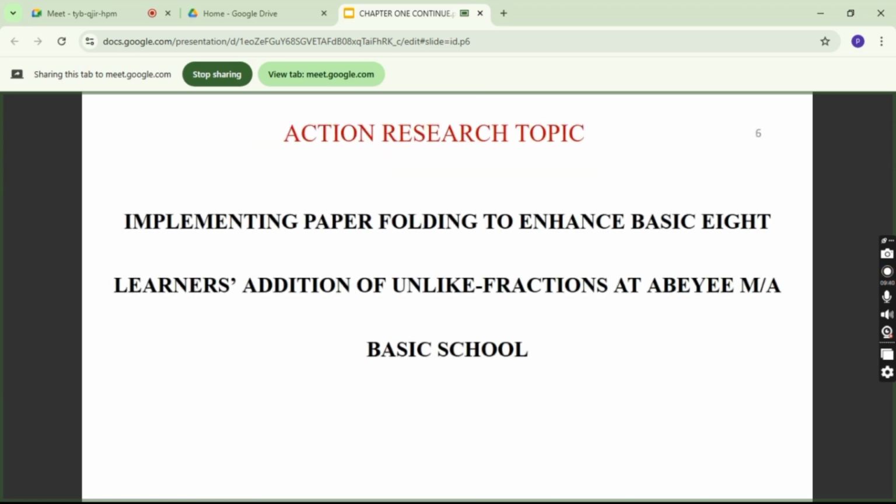So this was the topic that I used last Saturday: implementing paper folding to enhance basic 8 learners' addition of unlike fractions at Abeyi MA Basic School. So this was the topic I used to explain the background to the study through to research questions. And today I will use the same topic and guide you on how best you can explain the significance of the study through to the organization of the study. So without wasting my time, let's continue.